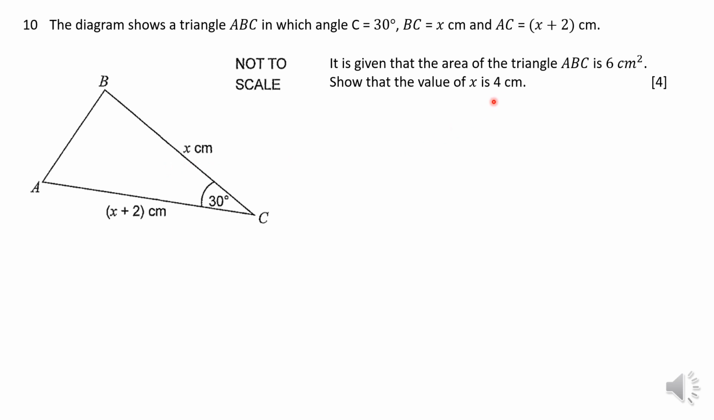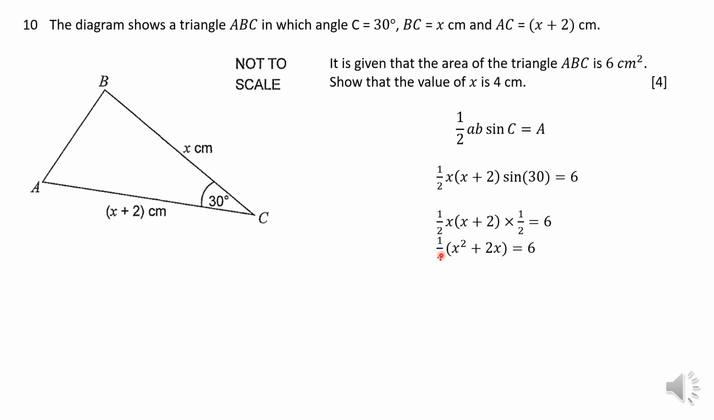Now what you need to do in this particular question is you need to know your formula for calculating the area of a non-90 degree triangle. It's half times a times b, where a and b are the two sides flanking the angle, times the sine of that particular angle, and that is going to equal the area. So if I punch that in, I have a half times x plus 2 times x times the sine of 30. Now the sine of 30 is nothing else but a half itself. So I'm going to find first a half times a half. That gives me a quarter.